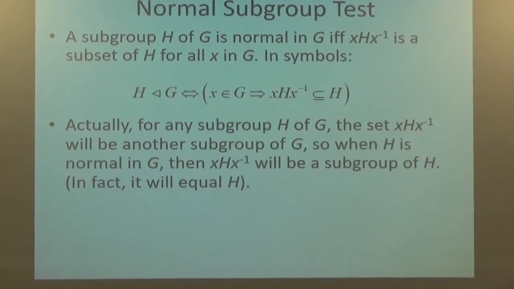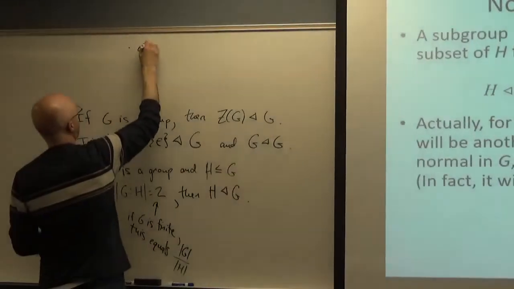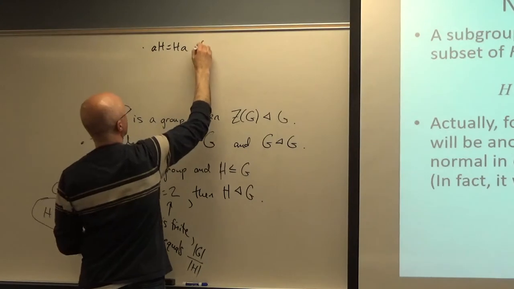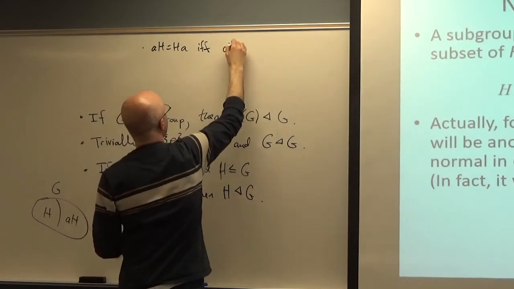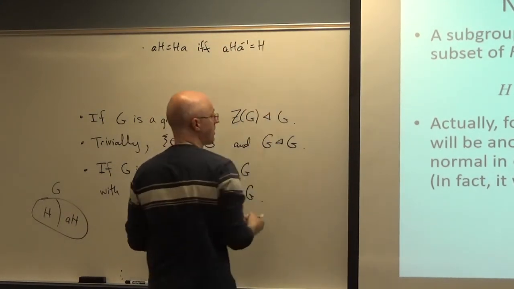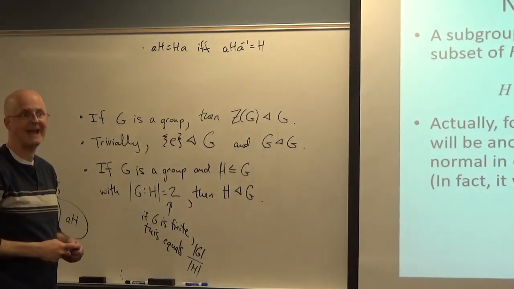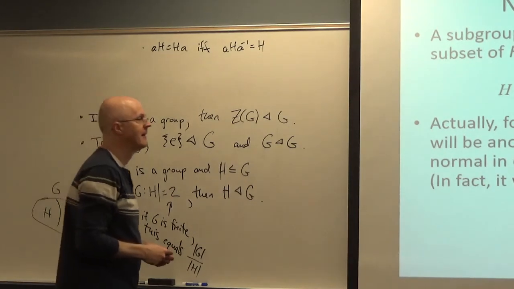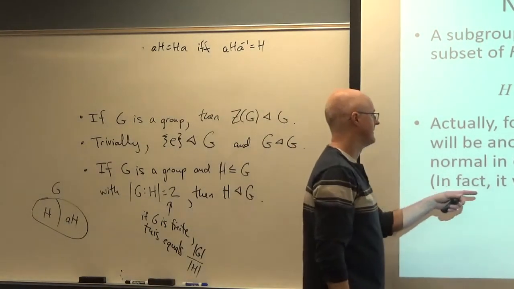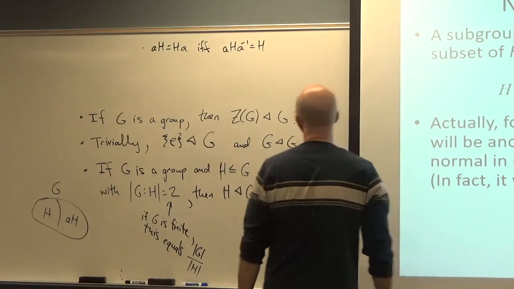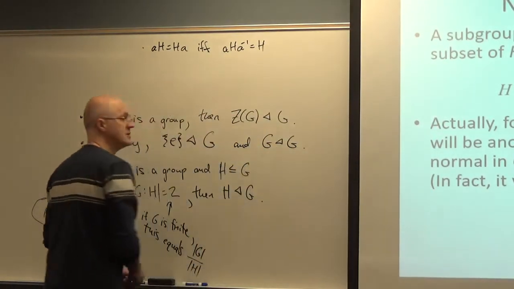Property of cosets. One of the properties of cosets that was listed in that lemma with all the properties was that aH equals Ha if and only if aHa inverse equals H. That's for an arbitrary element a in G. If this is always true, if it always equals H, no matter what a is, then H is going to be normal in G.